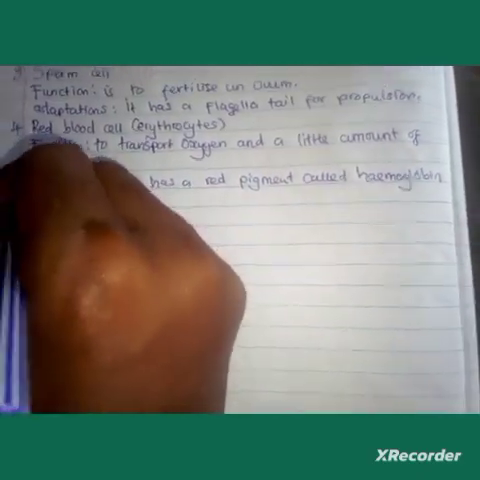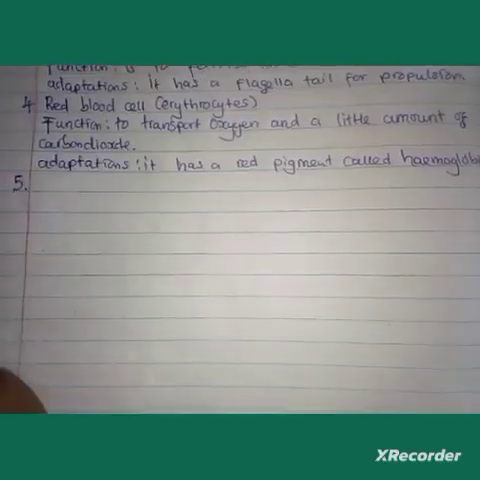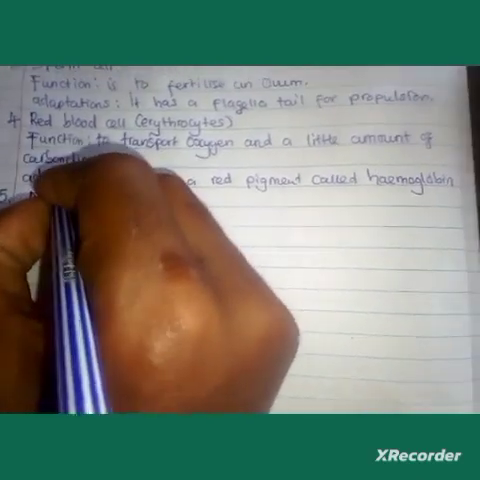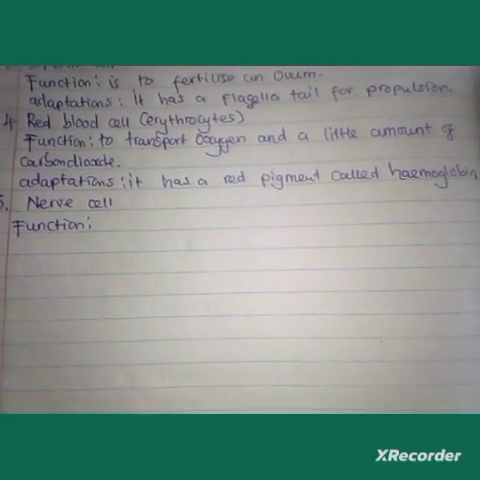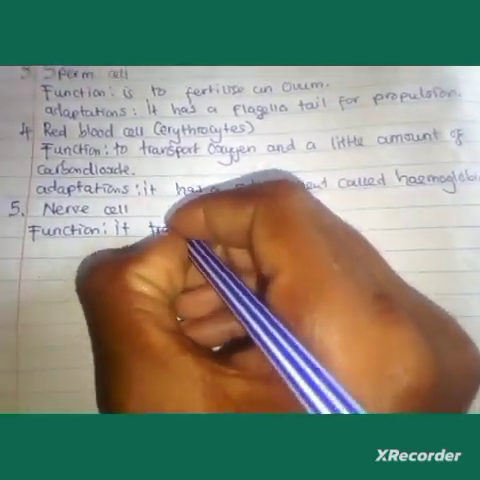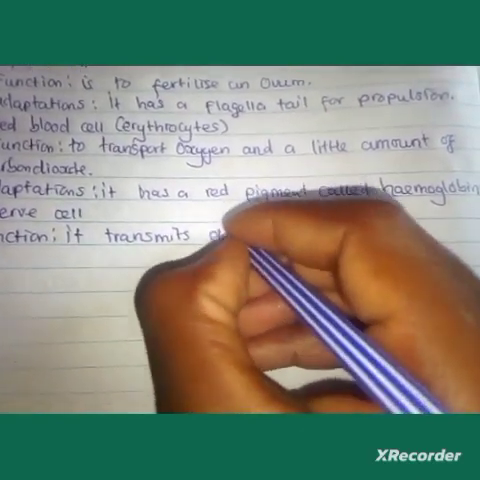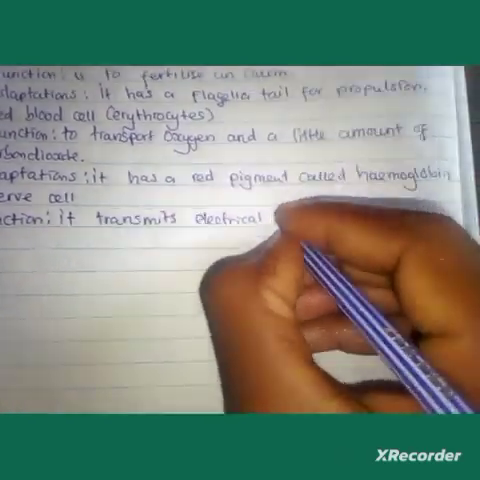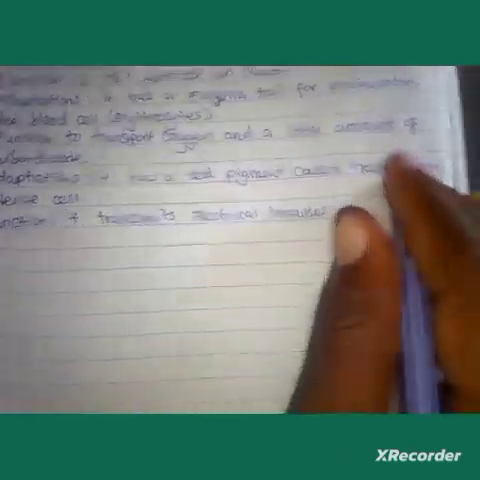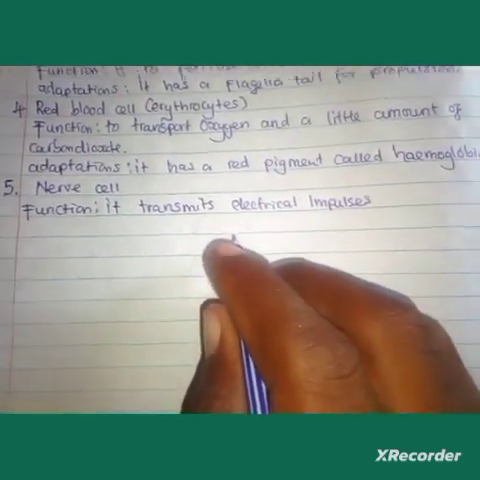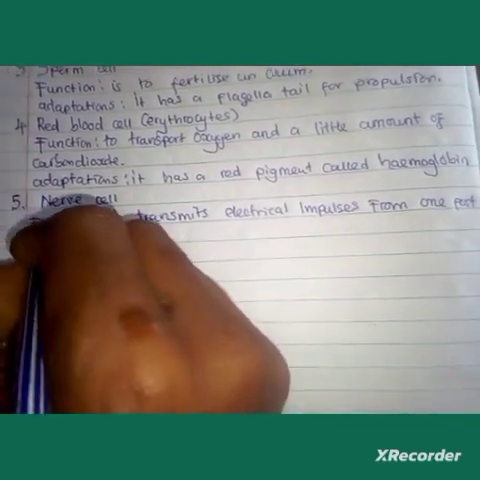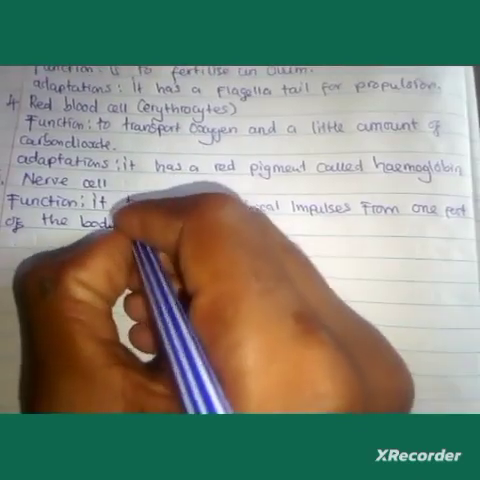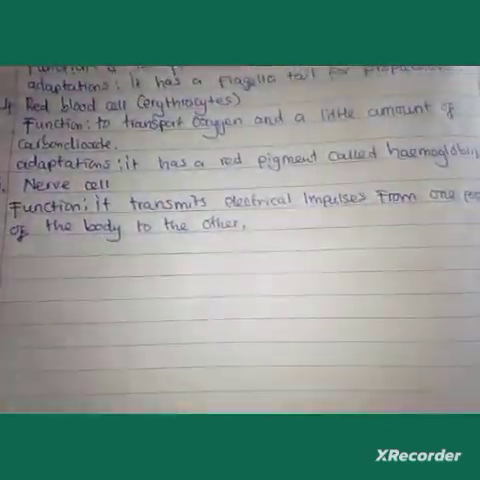Okay, number 5. Okay, we are going to talk about the nerve cell. What is the function? The function of the nerve cell. So nerve cell, it transmits electrical impulses. They transmit electrical impulses from one part of the body to the other.